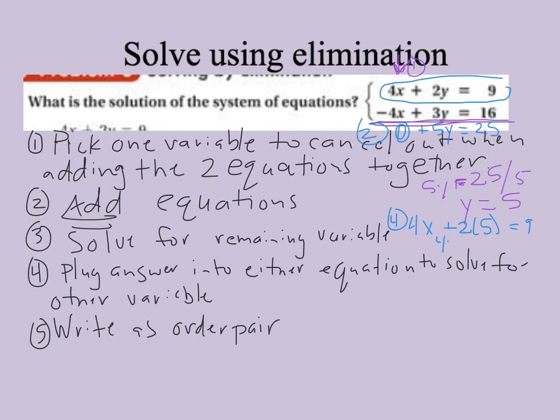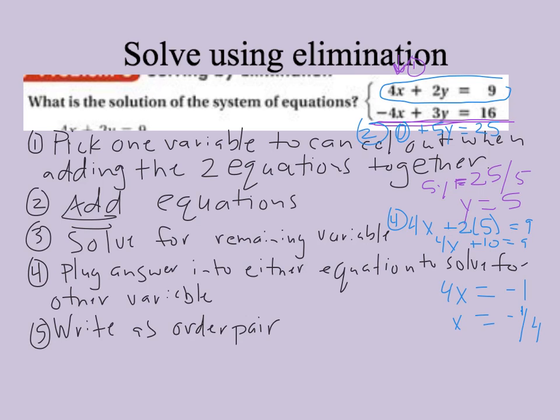And I solve this. So 4x plus 10 is equal to 9. So 4x will be equal to, if I subtract 10, a negative 1. So x will be equal to a negative 1/4. That will be my answer.